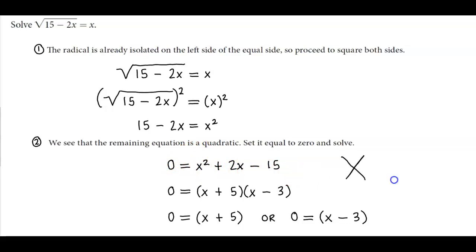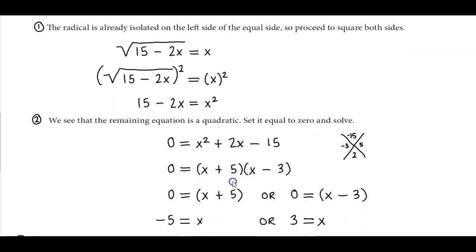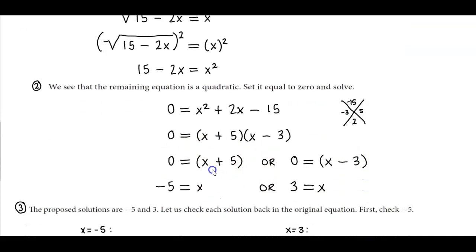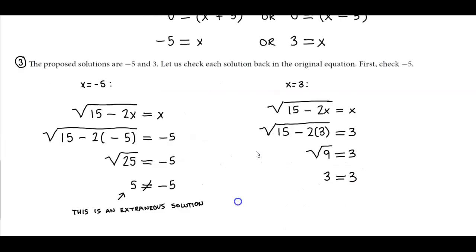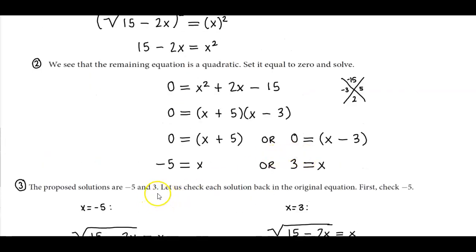So when we factor, we have negative 15, and then the middle number is 2. What two numbers do we need to multiply to get negative 15 and add to get positive 2? That is negative 3 and positive 5. So we have 0, which is equal to x plus 5 times x minus 3. So we have x plus 5 equals 0, so x is equal to negative 5, or x minus 3 is equal to 0, where x is equal to 3. Now the proposed solutions are negative 5 and 3.